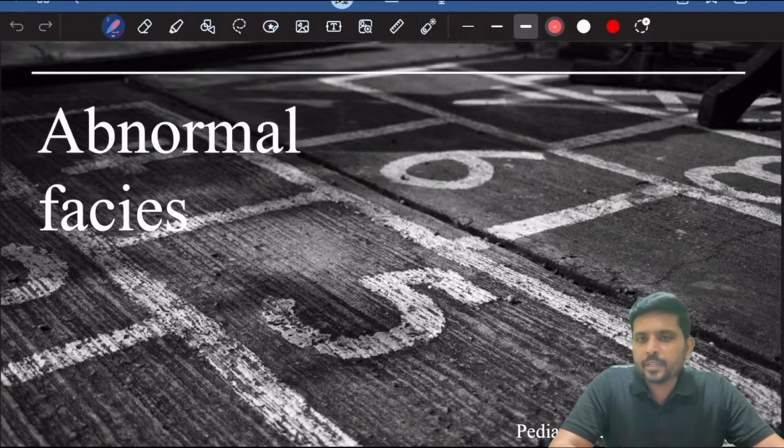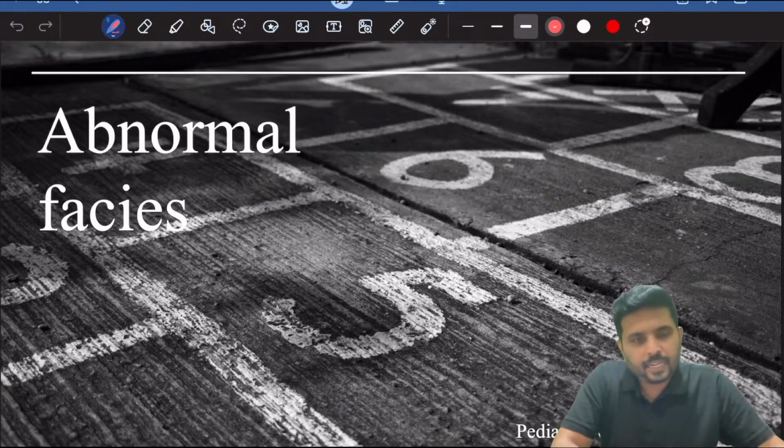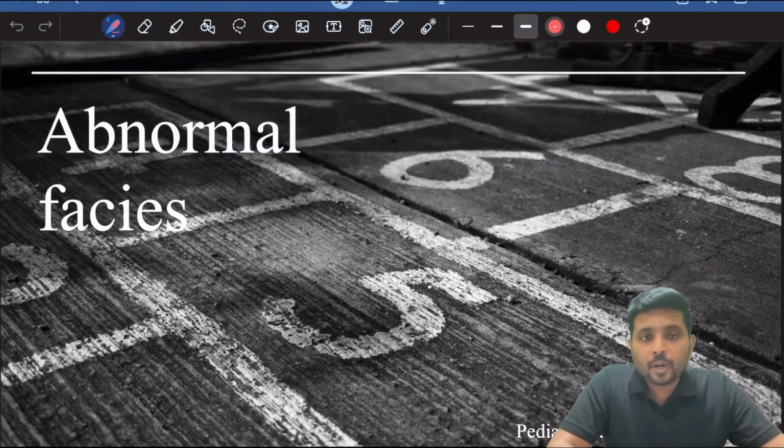Today we are going to discuss an important aspect, abnormal facies. Is it possible to identify certain diseases based on looking into the face of any child? The answer is yes. So what are all the abnormal facies that can be asked in your viva or in your NEET or your next examination pattern? That is what we are going to see right now.